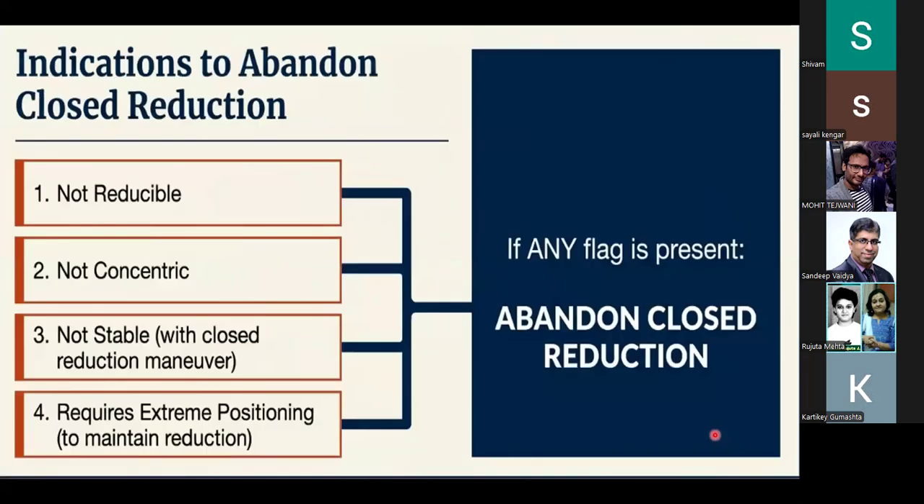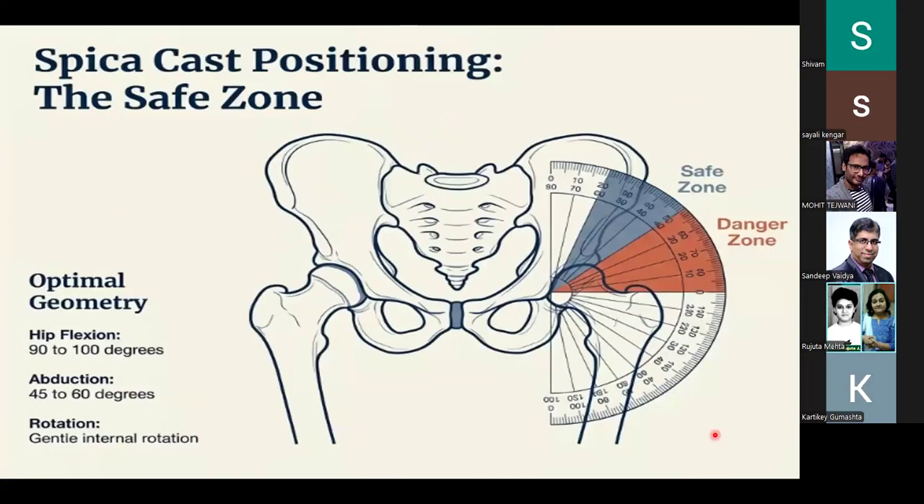Indications to abandon closed reduction are: not reducible, not concentric, not stable with closed reduction maneuver, requiring extreme position to maintain reduction. If any flag is present, we should abandon closed reduction.